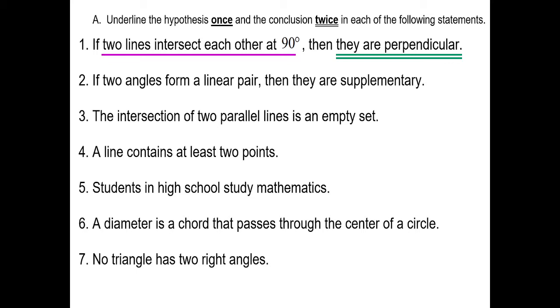Let's have another volunteer. Number 2. Yes, this is Melenshon. Go on, Melenshon. Okay, that's correct. If 2 angles form a linear pair is your hypothesis, they are supplementary is the conclusion. Okay, let's have number 3. Can I have another volunteer for number 3? Rhea? Go on, Rhea.